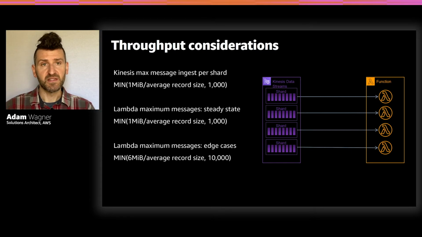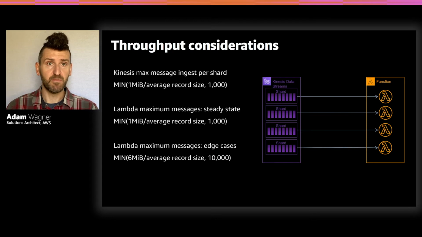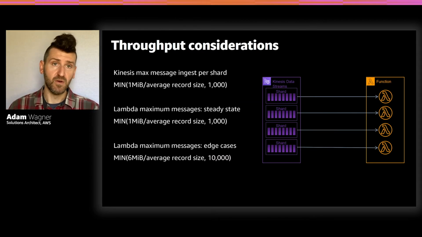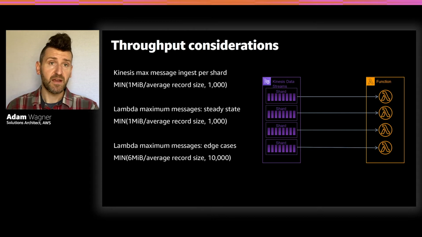So, throughput considerations. Per shard, there are throughput limits, both in terms of putting records into Kinesis and taking records out of Kinesis. On the right side, the max that you can push in is 1,000 messages or 1 megabyte. Which of those you are constrained by really depends on how big your individual messages are. And so this is sort of the steady state of what you can expect your Lambda function to be handling, right? This is the limit on the right side.